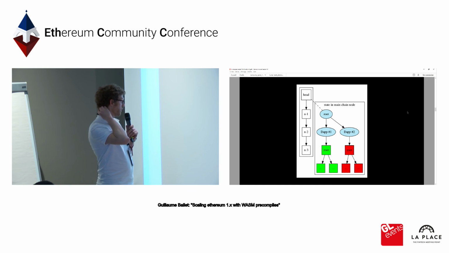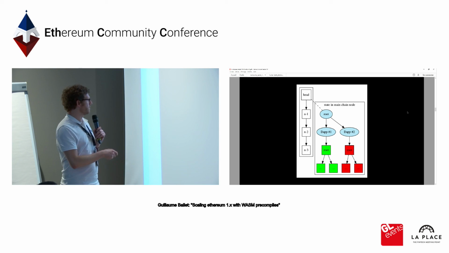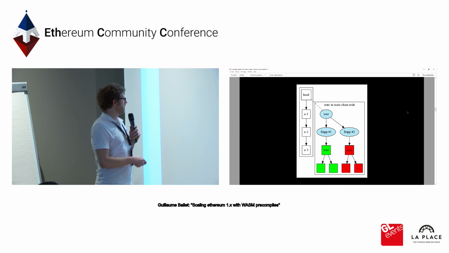So this is a simplified version of how the current system works. You have the chain here, and the chain points to the root hash of the tree. And so in blue, this is the account tree. The account points to a root, and the first dApp has its own root, and they have the tree underneath. And same thing with the second.